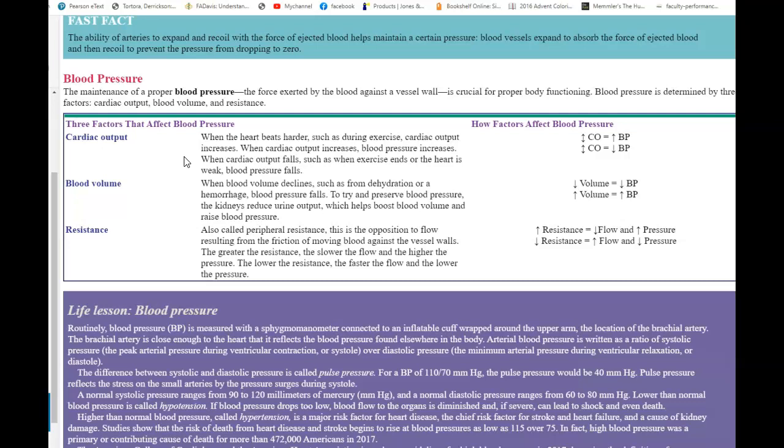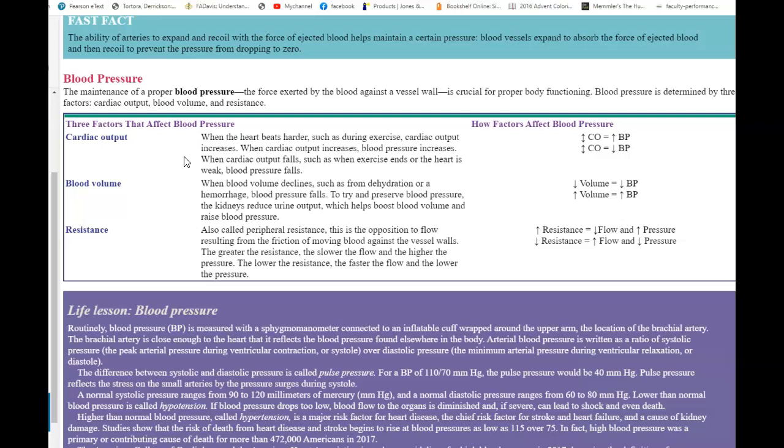Now, volume. If you put more stuff in, you will have higher pressure. So if you turn the hose on more, so you have more water coming out, your pressure is higher. And then resistance is the opposition to flow. So if you squeeze the hose when you're watering your plants, the pressure will be greater because you're slowing down the flow, but the pressure is greater and it sprays farther.